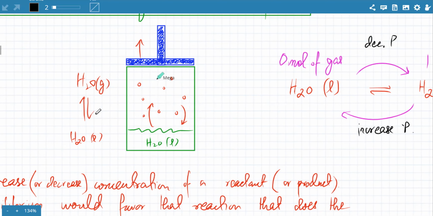And similarly, if I go in and I add more water vapors, all of a sudden I've added tons more water vapors. What would the equilibrium do?